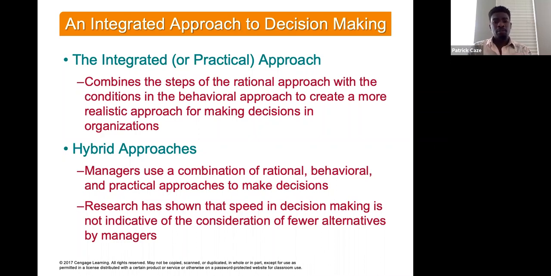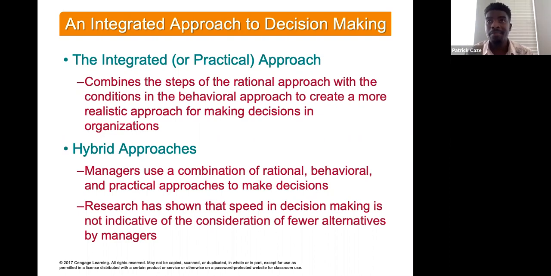The integrated approach or practical approach combines the steps of the rational approach with the conditions of the behavioral approach, right, to create a more realistic approach. And so here we have a hybrid where we're mixing different approaches and trying to figure out what's the best decision we can make based on the two approaches. And so we will have a rational approach where we'll step by step look at the situation, but then we'll also look at, hey, what are some of the external forces?